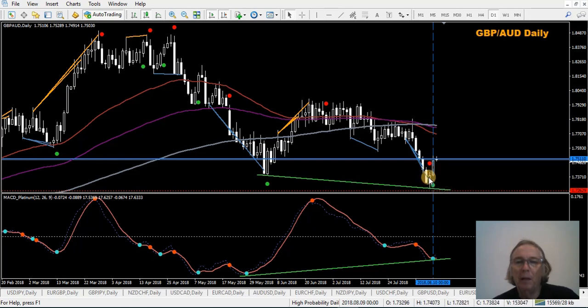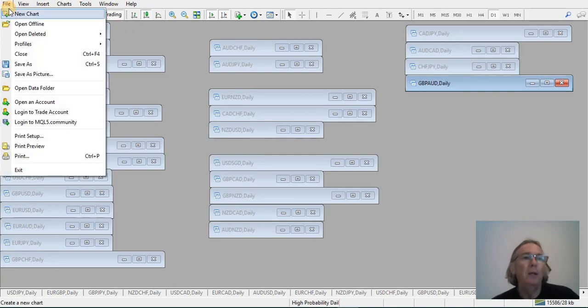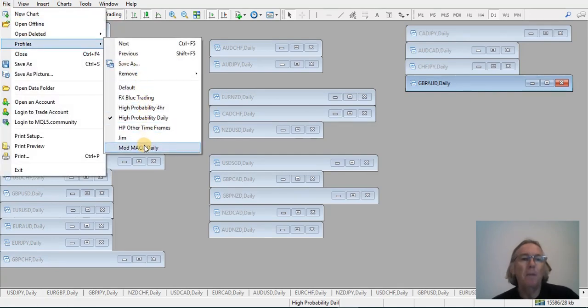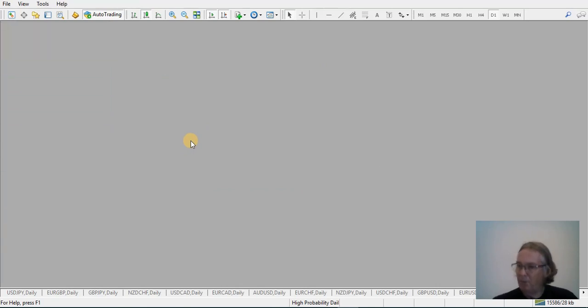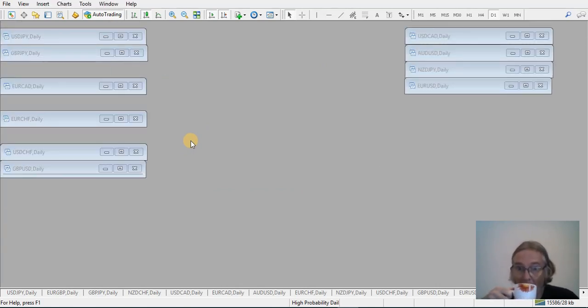Lower low on price and a higher low on MACD Platinum, so a regular bullish divergence there. Stop and play, took the buy. It is a high risk trade, so just be aware of that. So that's the pound Aussie. Switch over to the mod MACD. There's not much happening on the high probability, not much in the way of news either this week.